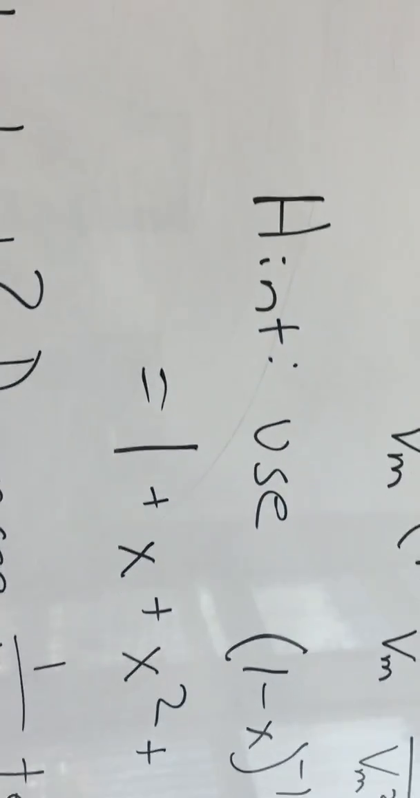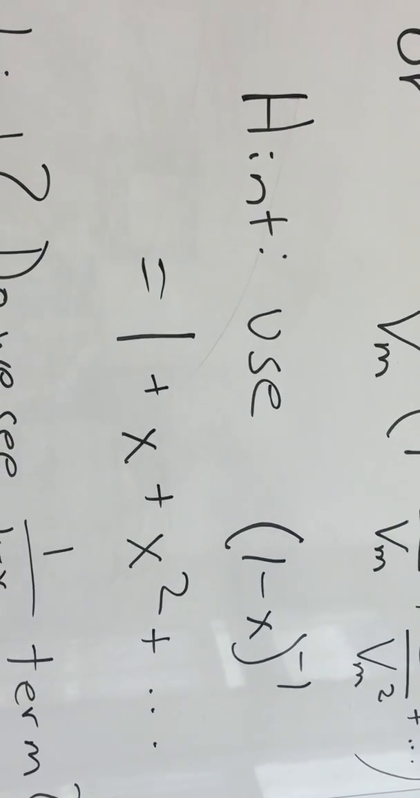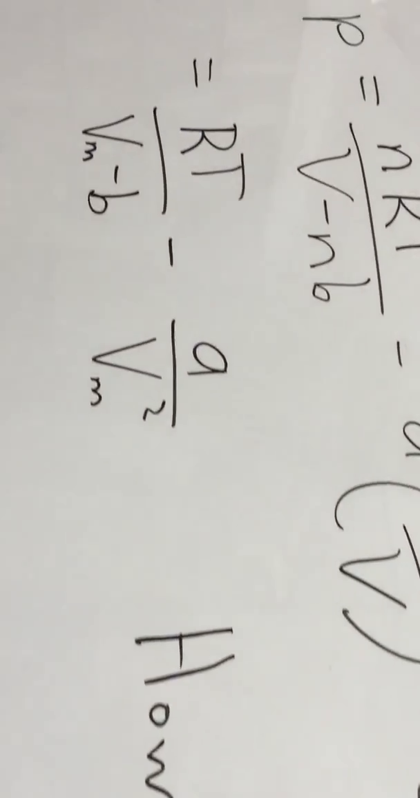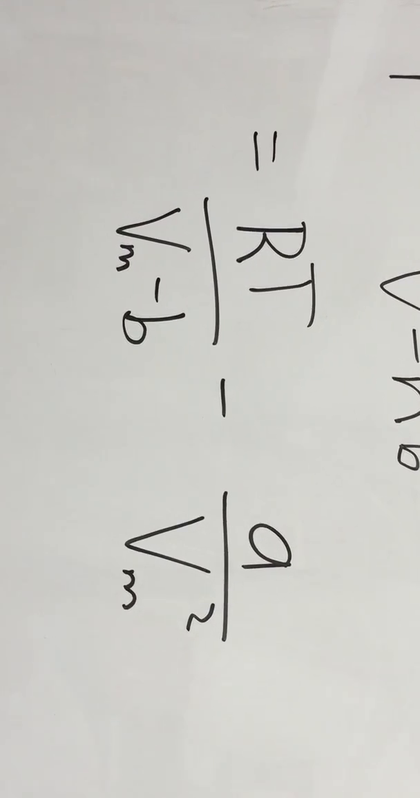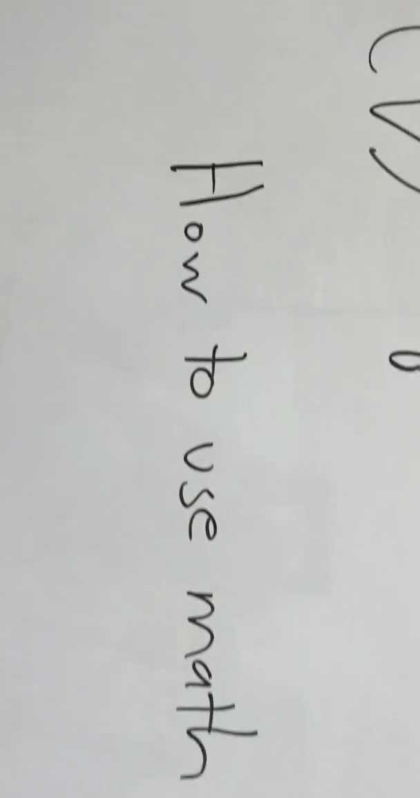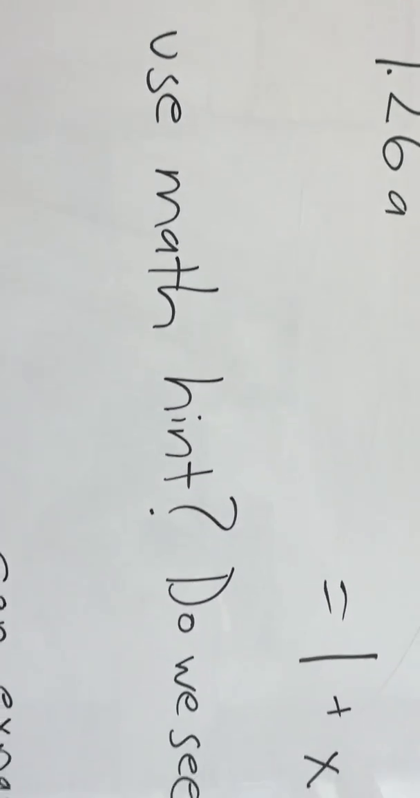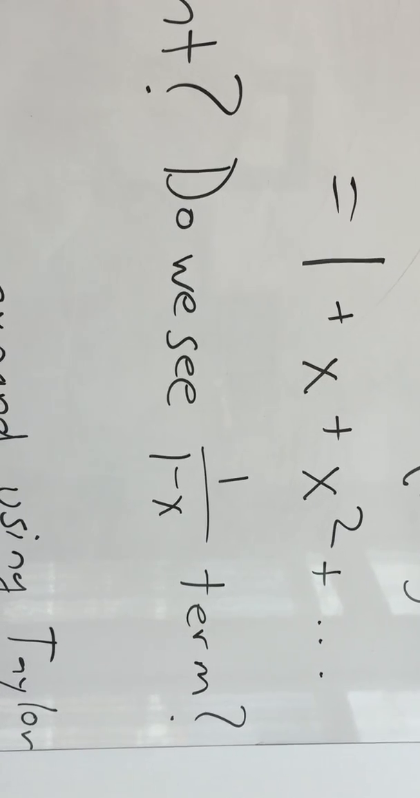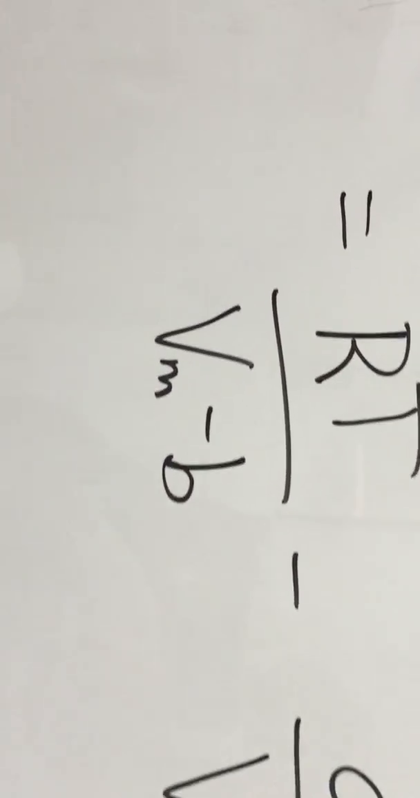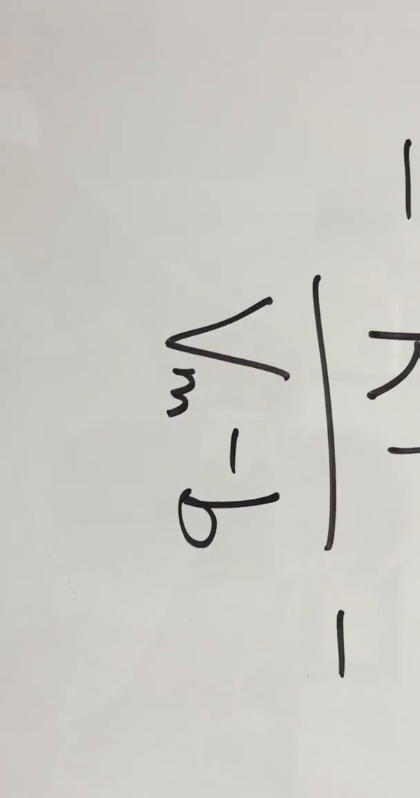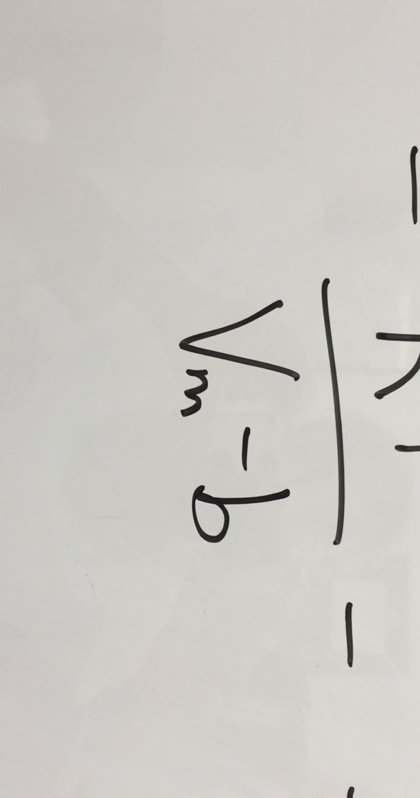We know we had this math hint to use this expansion. The question is, in our van der Waals equation as written, how do we use this math hint? Do we see this type of term there? Well, maybe not exactly that term, but something similar. Okay, and this is definitely the biggest leap we need to make for this problem.